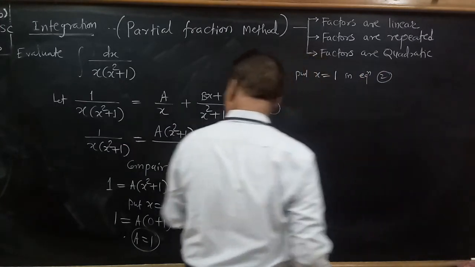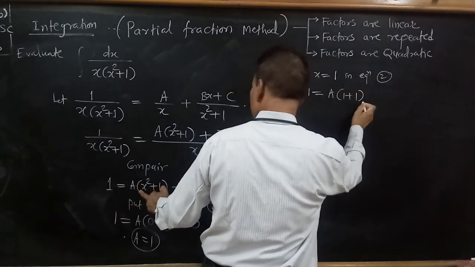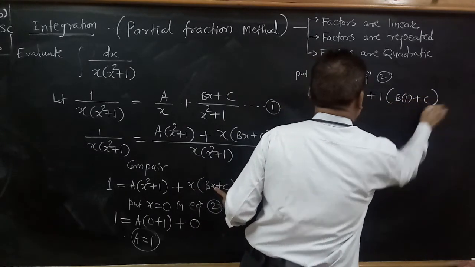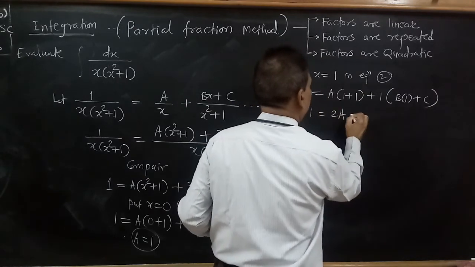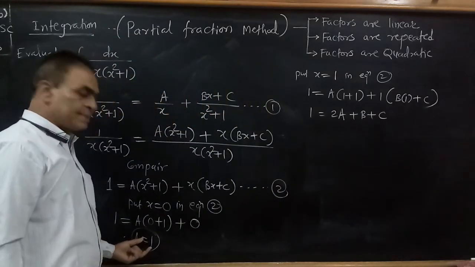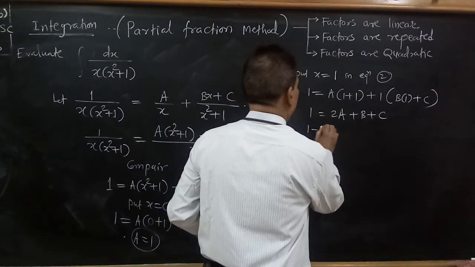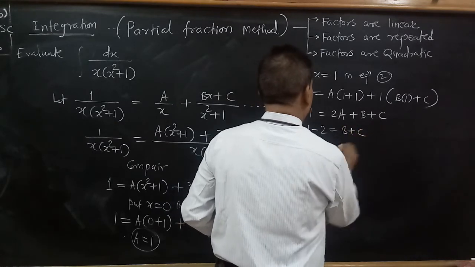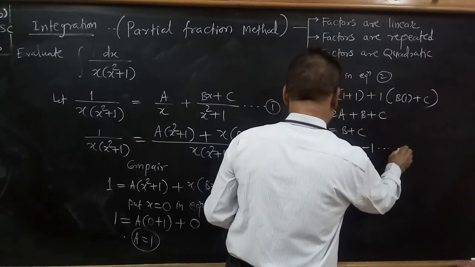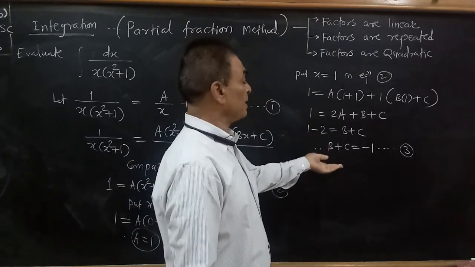Okay, what about equation 2? 1 is equal to a into bracket 1 square plus 1, plus 1 into bracket b into 1 plus c. Means 1 is equal to 2a plus b plus c. You know the value of a is 1. Put it here, you get 1 minus 2 equal to b plus c. Therefore, b plus c equal to minus 1. This is equation number 3. I can't get the values directly, I get an equation in terms of b and c.